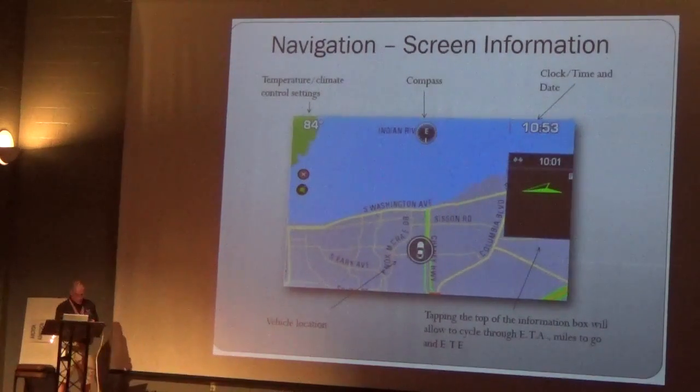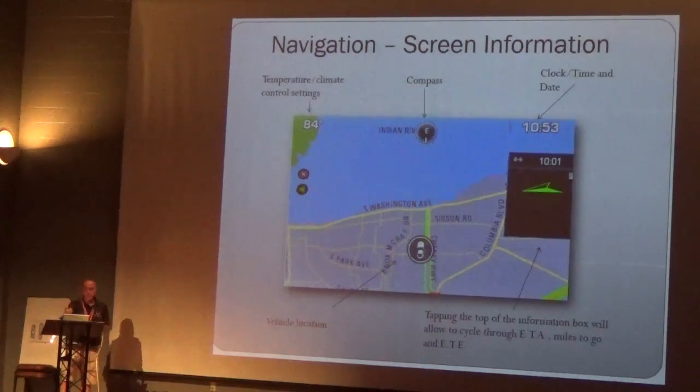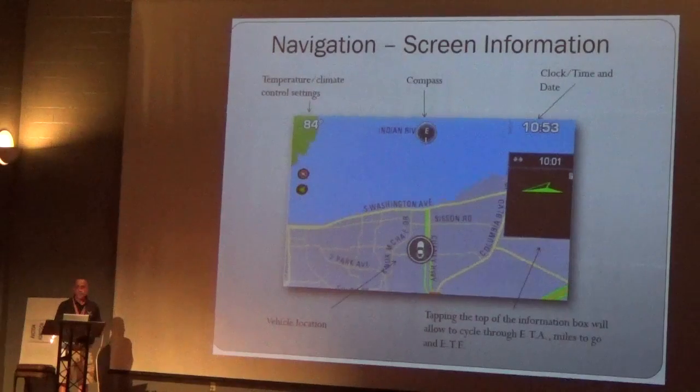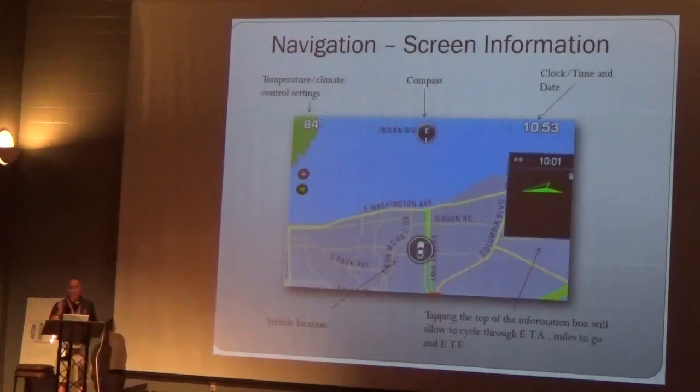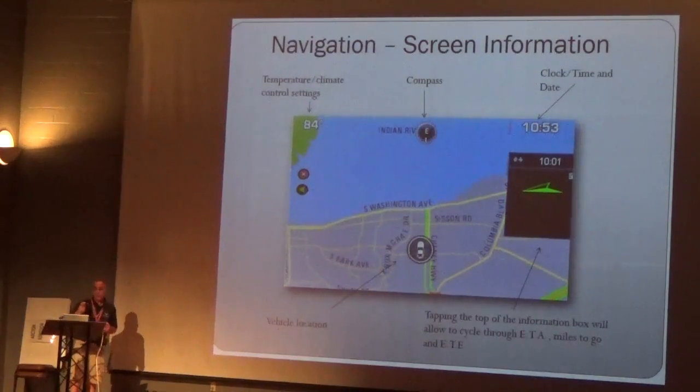Okay, let's look at your navigation screen. When you're under route guidance, you will see the route guidance mute button, and you will have the cancel icon appear on your screen. Top left of your screen is just temperature, climate control settings. In the center is your compass, your date, clock and time settings. If you press on the clock, it will bring you to your clock and time settings. On the right-hand side of the screen is basically a dialog box.